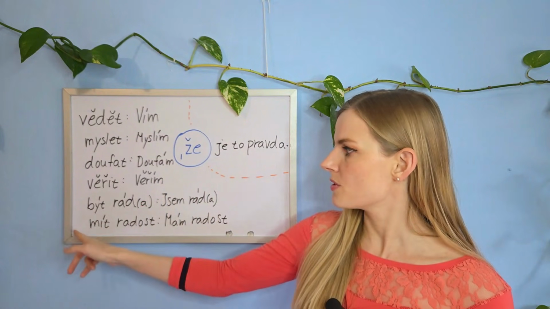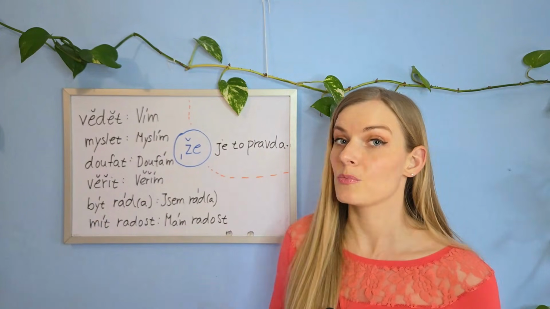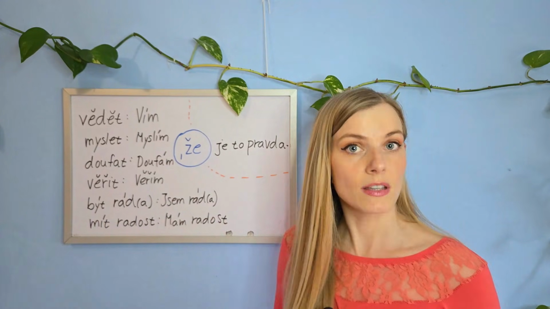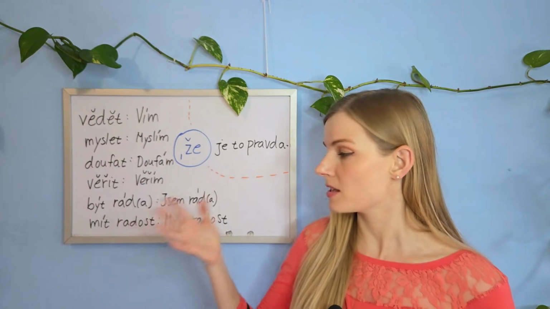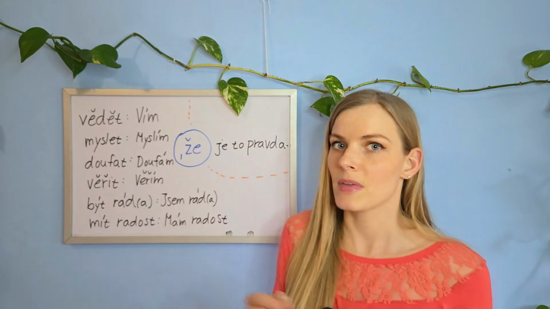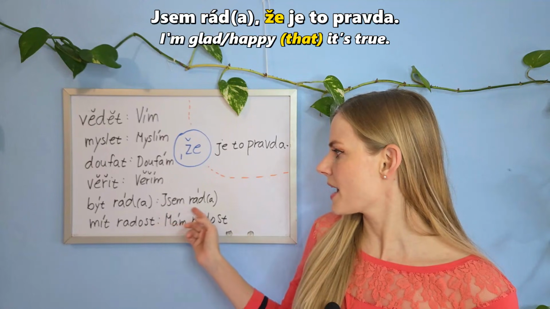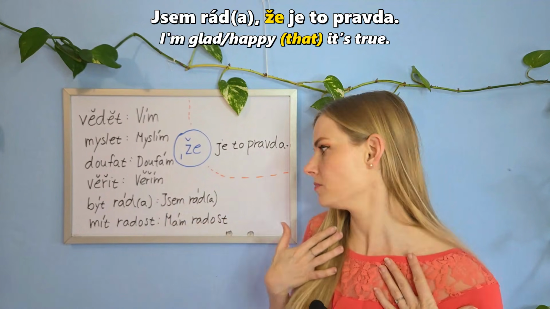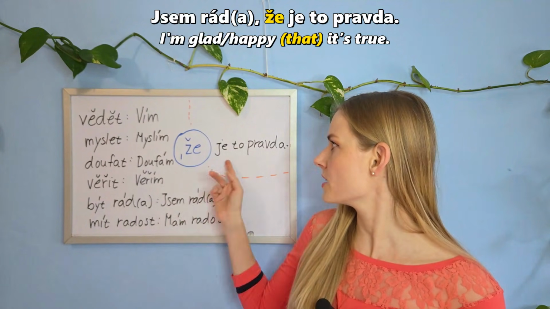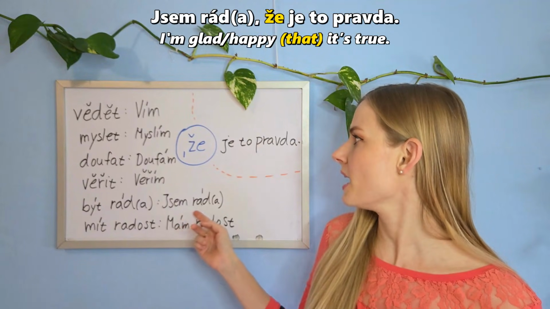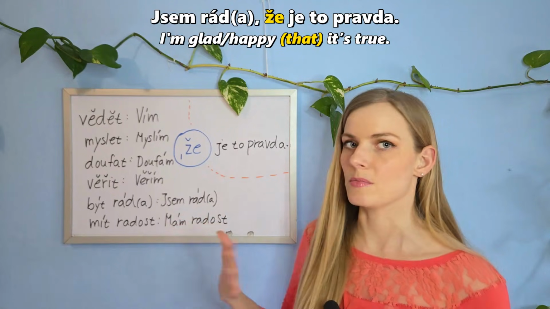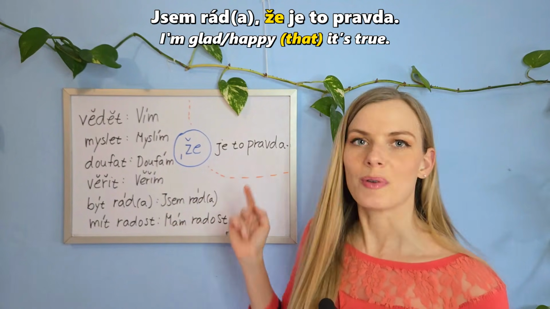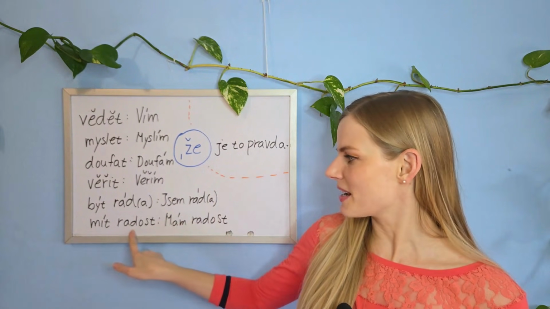And now these 2 phrases. Být rád or být ráda, they're also really useful. This means to be glad. So if you say that you're glad, or in other words, happy, you can say jsem rád or jsem ráda for a woman. Jsem ráda, že je to pravda. I am glad it's true. I'm happy that it's true. Jsem rád, jsem ráda, že je to pravda.